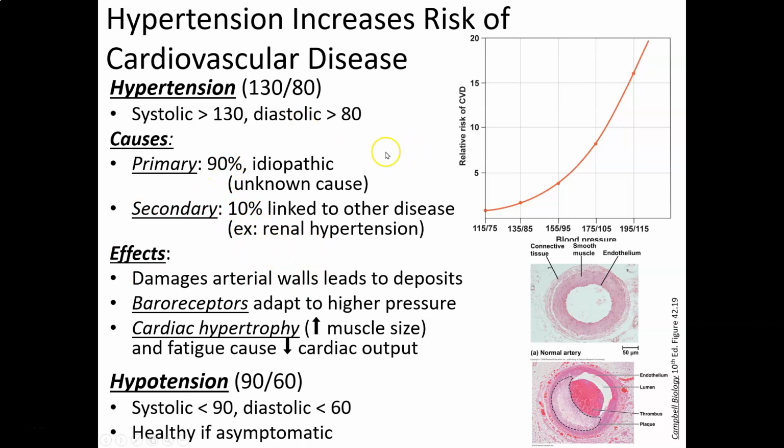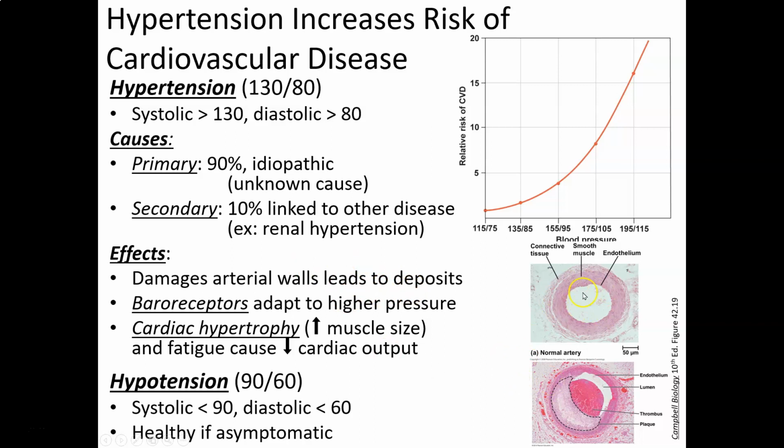So how does it become dangerous, and what does it do? Well, one of the major problems you see with it is that high blood pressure damages arterial walls. And by damaging arterial walls, the first thing that happens when you have damage to an arterial wall is we start to deposit cholesterol plaque.